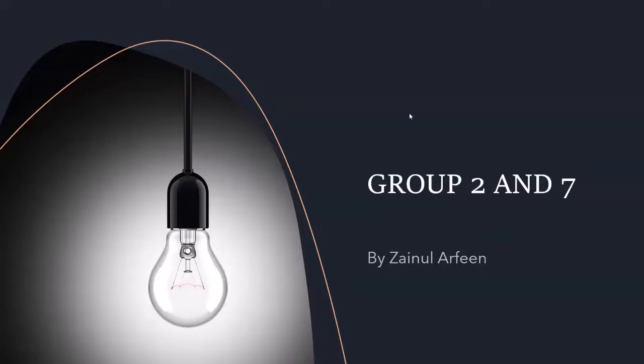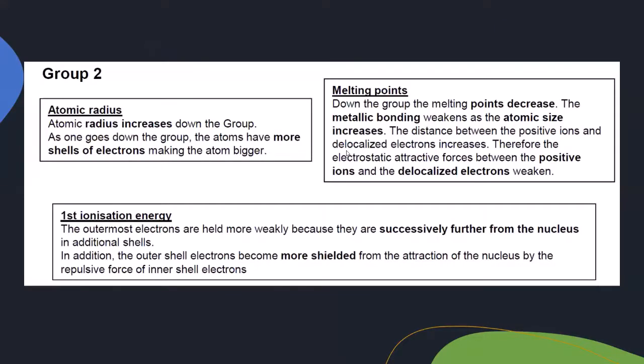So starting with the first part, which is about group 2 and 7. The group 2 elements, we have beryllium, magnesium, calcium, strontium. These are the group 2 elements. What about the atomic radii? When we compare what happened to the size of an atom as we go down the group, the atomic radii increases. What is the reason why the atomic radii increases?